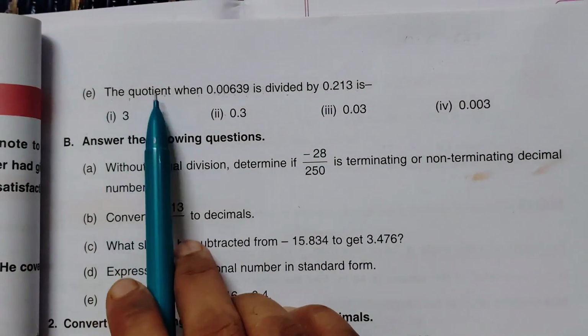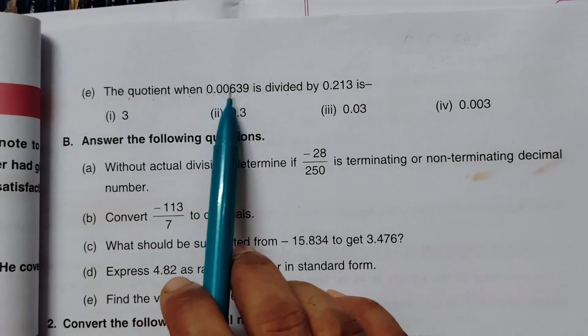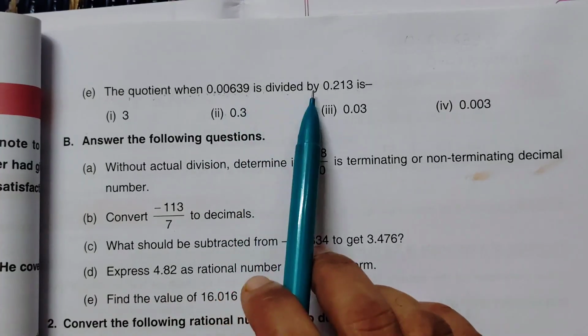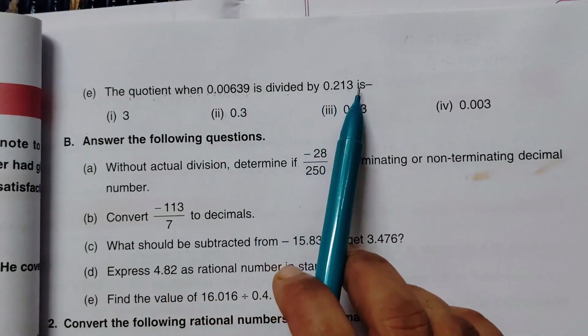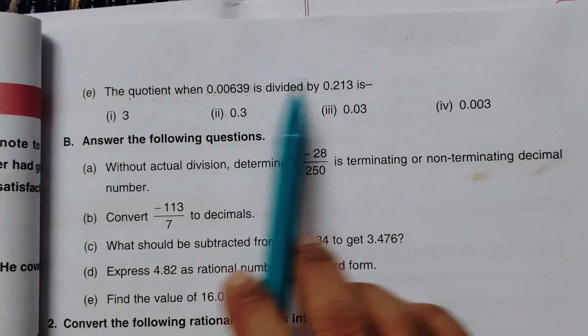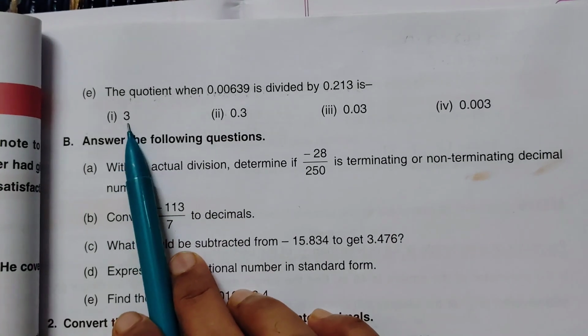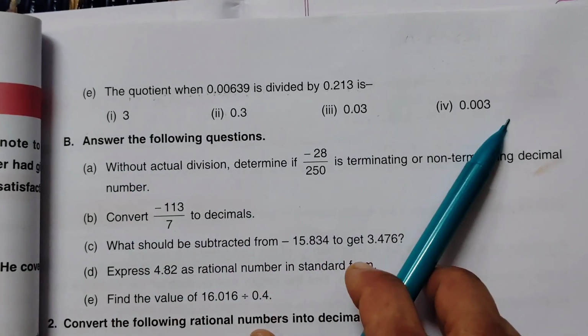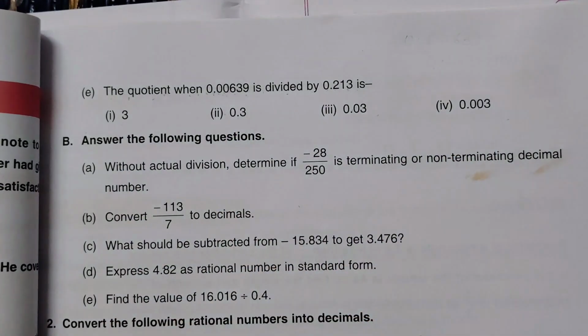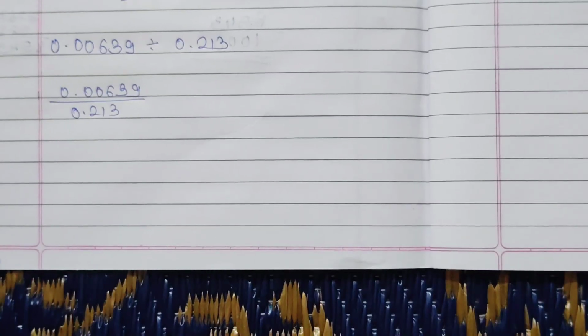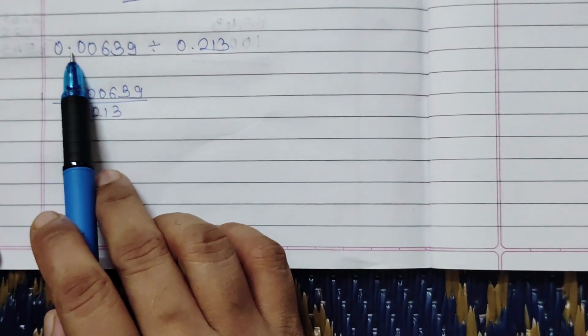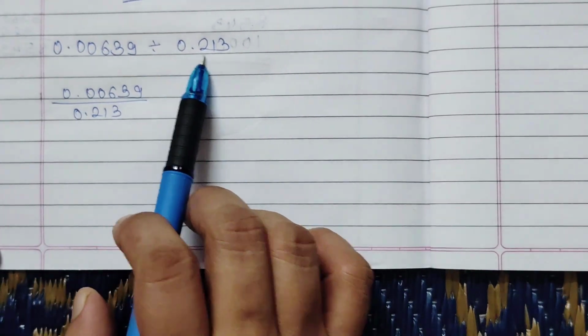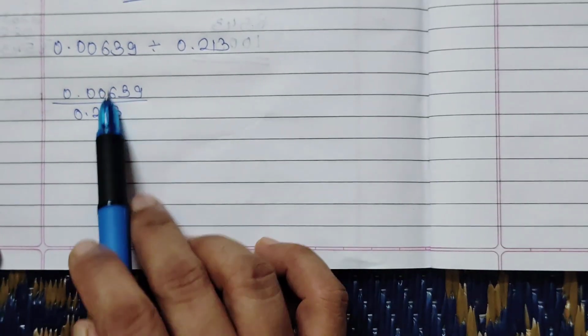Okay, so next, the quotient when 0.00639 is divided by 0.213 is. So when we divide both, what is the quotient? What is the answer coming from these options? Okay, so we will solve this in the notebook. I wrote the question 0.00639 divided by 0.213, and I wrote it in rational form.